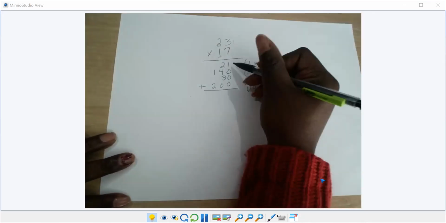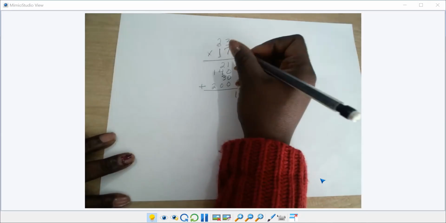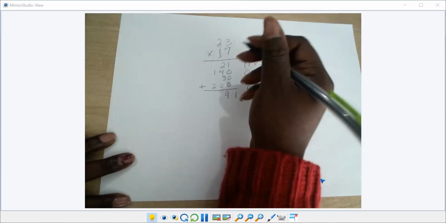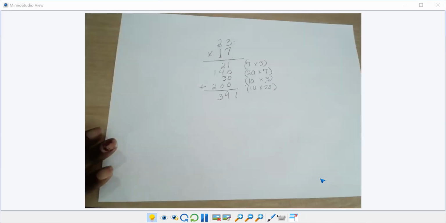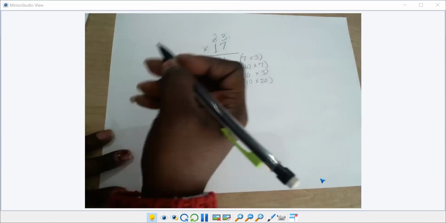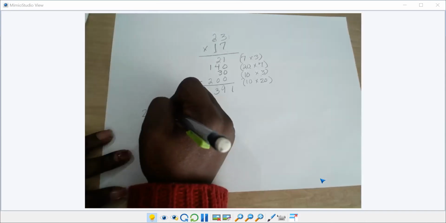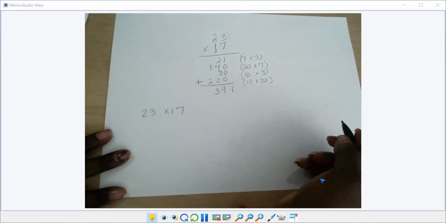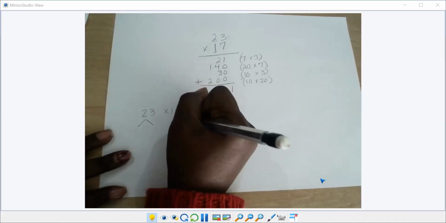And then I add them all up. 4, 5, 6, 7, 8, 9, 2, 1 is 3. And I have 391 as my answer. And now if I use area model for this, I will have to decompose both of the 2-digit numbers. I will have to expand both numbers. And I'll show you how to do that.